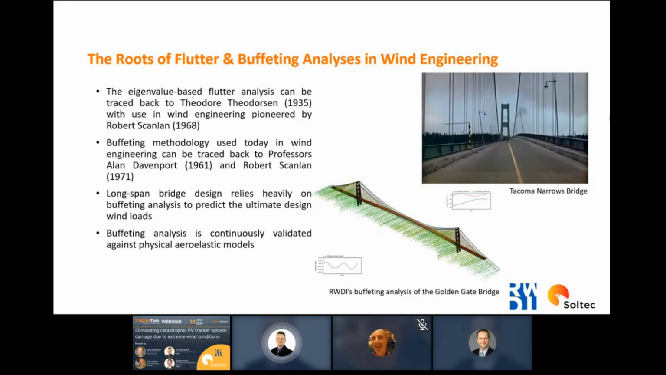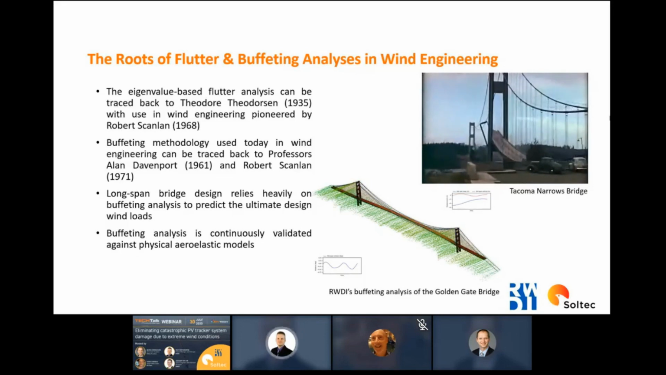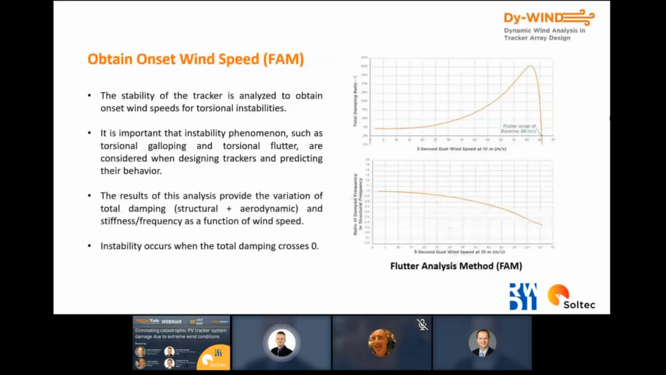Now, the first numerical analysis is what we call the FAM, or the Flutter analysis method. What this does is it predicts where the tracker becomes unstable due to wind. And this can predict whether it's torsional flutter at higher wind or higher tilt angles, or torsional galloping at lower tilt angles, and can predict where the total damping crosses zero.